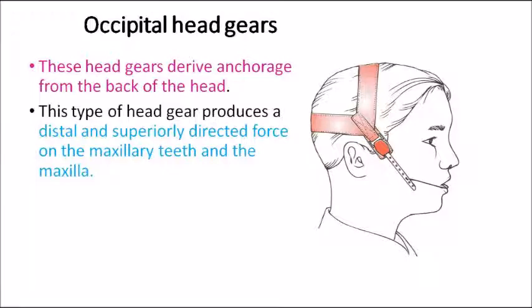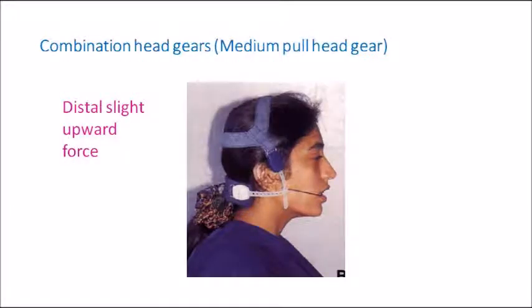Now, apart from the cervical headgear and occipital headgear, you can always go for a combination headgear, which is like a medium pull headgear. Please remember, when we were talking about it, the parietal headgear was called the high pull headgear, but the combination headgear is the medium pull headgear. In this type of headgear, occipital and cervical anchorage are combined, which is why it is called a combination headgear.